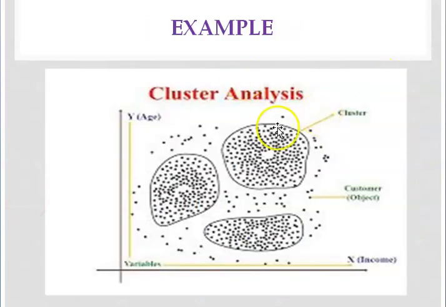So this is an example of cluster analysis, where the x-axis denotes the income and the y-axis denotes the age. The dots are known as the objects, and they are grouped as clusters. So this is the cluster. It is being grouped as clusters.